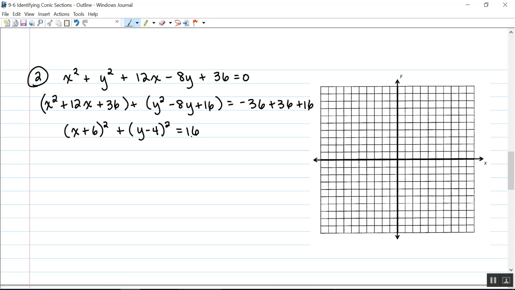So I don't have to divide everything by 16 because there are no coefficients out front. So the center of this circle is going to be at negative 6, 4, and my radius, this 16 is r squared, so my radius is going to be 4.